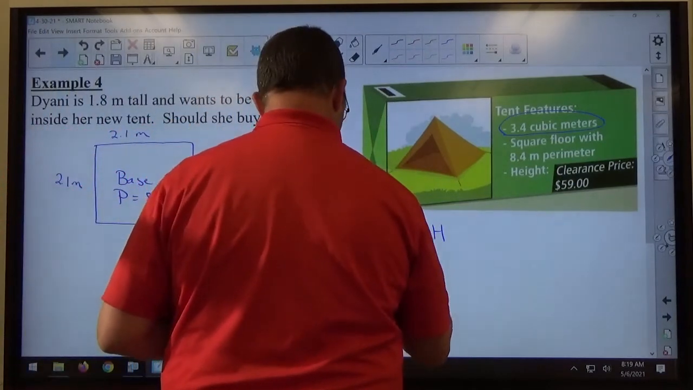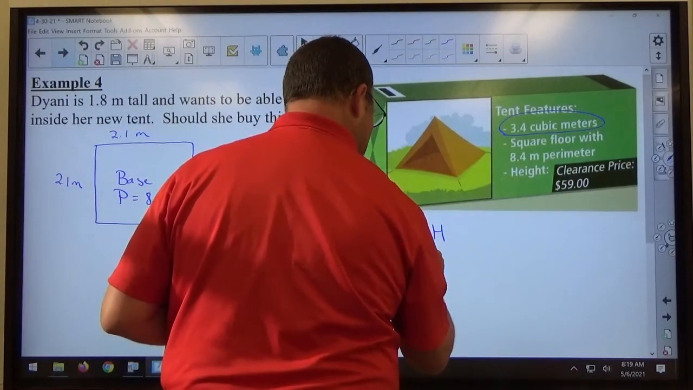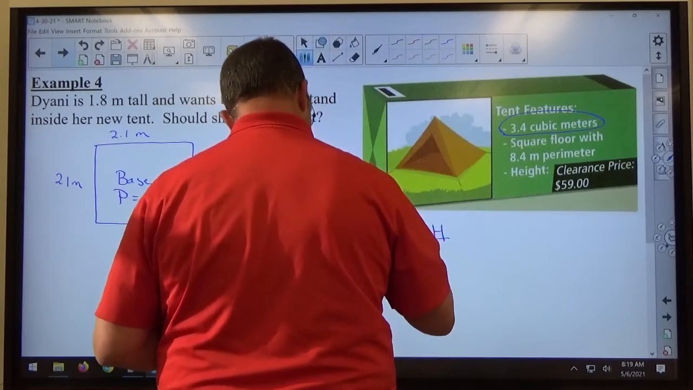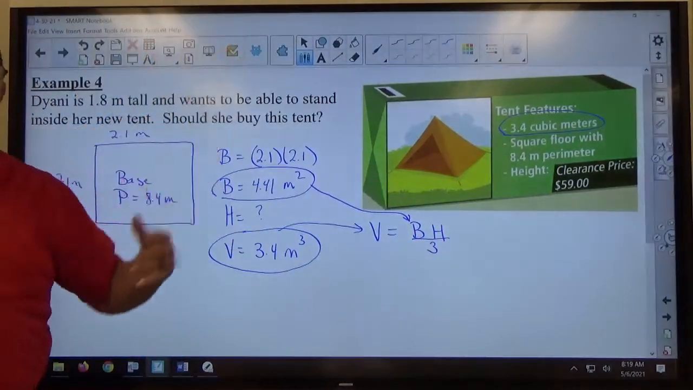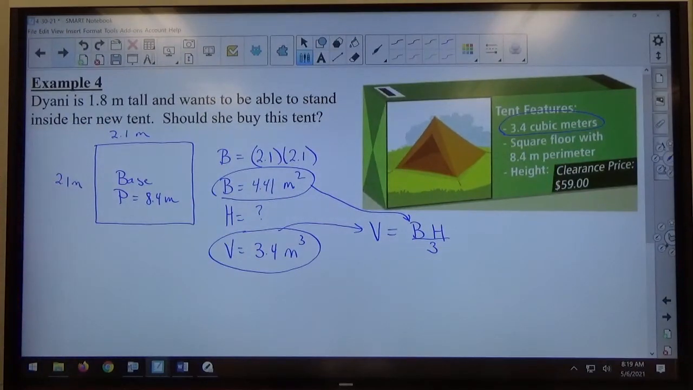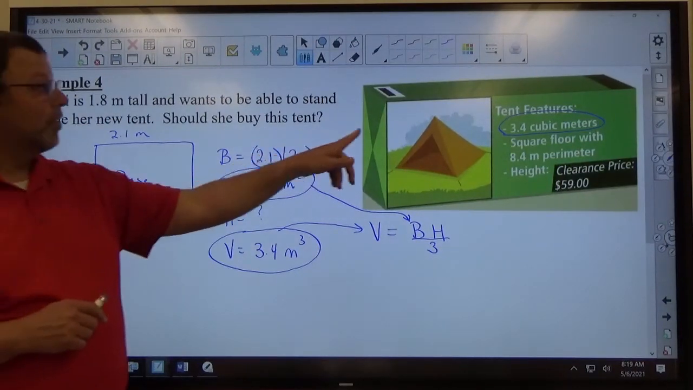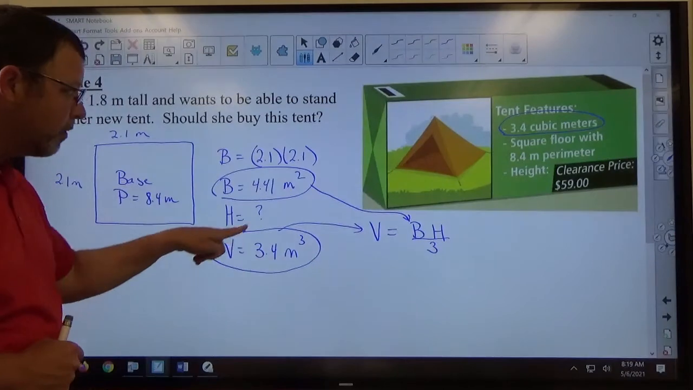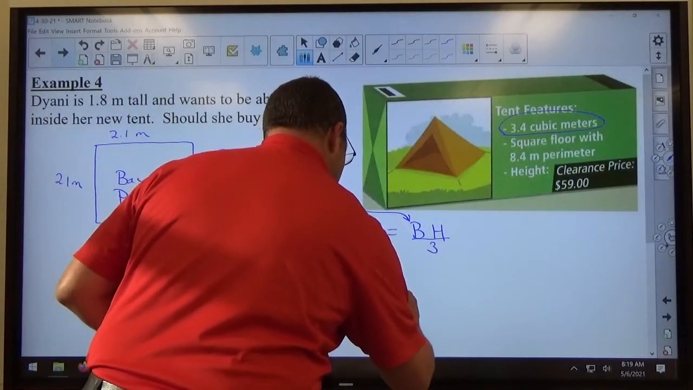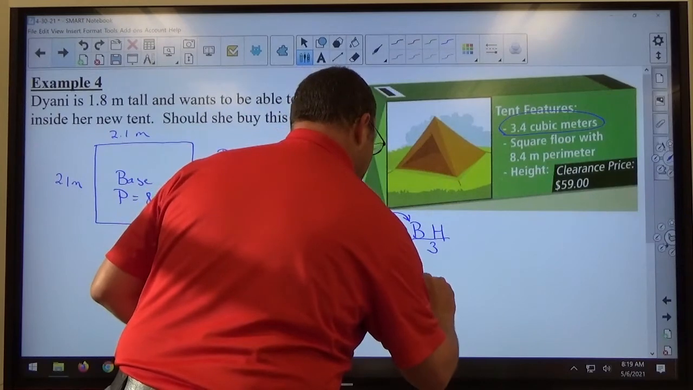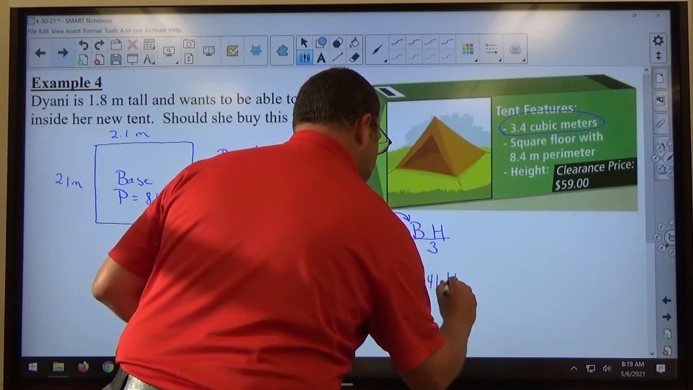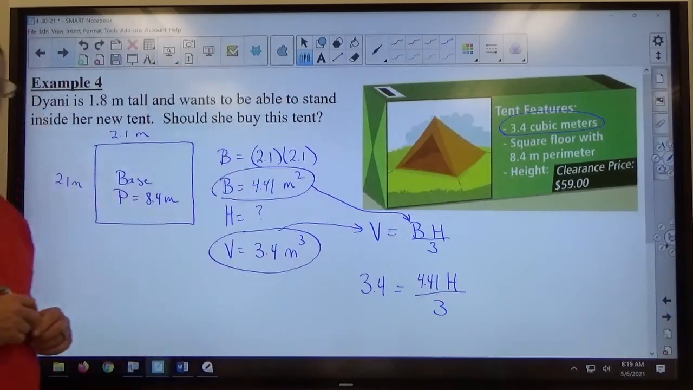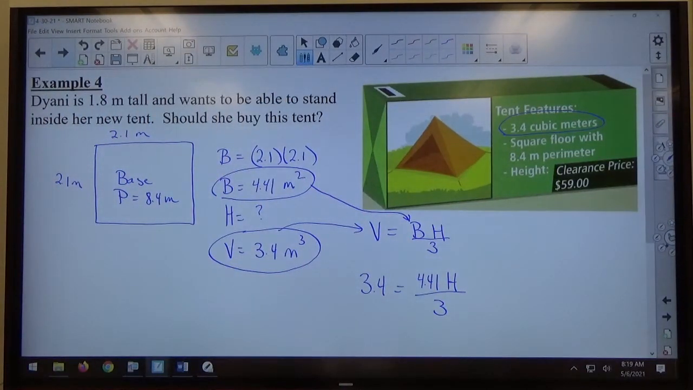So 3.4 equals, oh, BH divided by 3, right? I was doing a tent like this. All right? My tent is not a rectangular prism, or square prism, it's a square pyramid. So BH over 3 is the volume formula. So V is 3.4. B is 4.41. H we don't know, and we're dividing by 3. Okay, so we just put everything into the formula we know, where it belongs, to create an algebraic statement. And then our task is simply to simplify and solve for H.